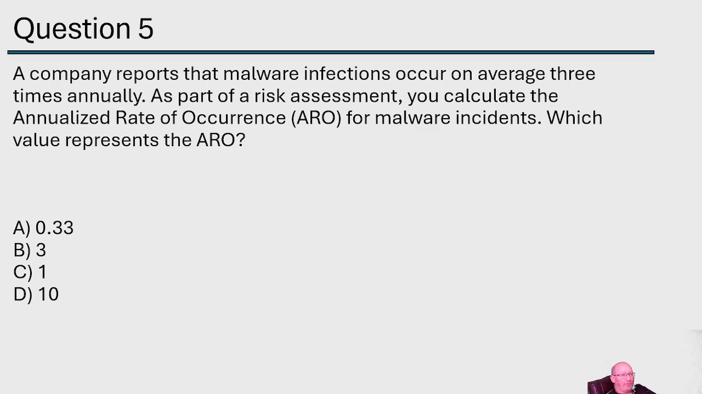All right, a company reports that malware infections occur on average 3 times annually. As part of a risk assessment, you calculate the annual rate of occurrence, ARO, for malware incidents. Which of the following values represent the ARO? Oh, that's mean. That's mean. Ooh, that is mean. Okay, company reports malware infection.